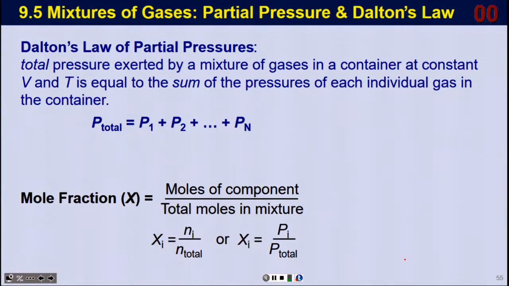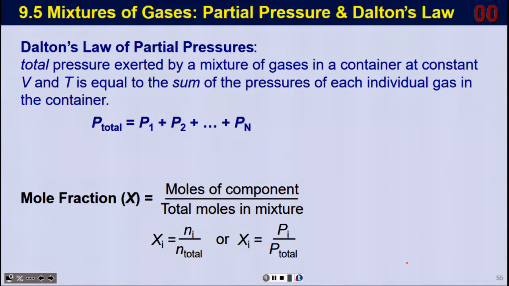The total pressure exerted by a mixture of gases in a container at a constant volume and temperature, because they're all in the same container, is equal to the sum of the pressures of each individual gas in the container. So the pressure total is equal to the sum of the pressure of gas 1, gas 2, up to n gases. It can be any number of possible components in the mixture.